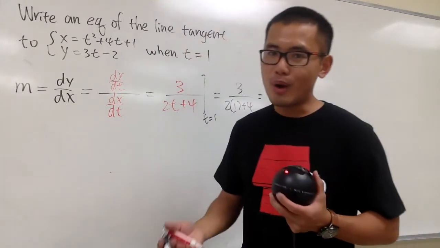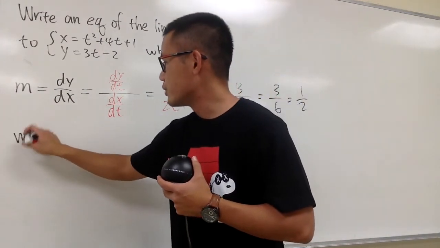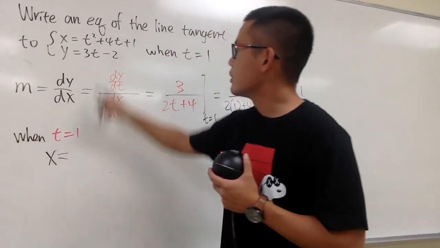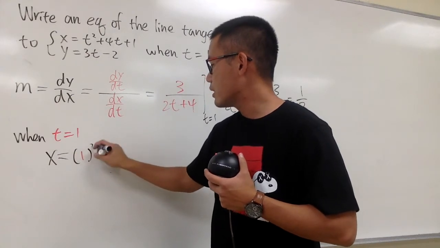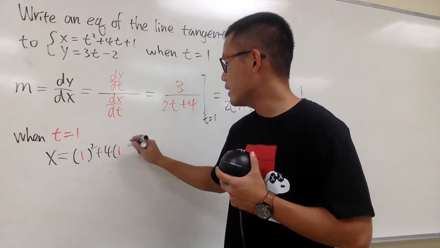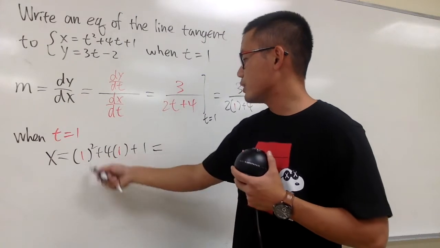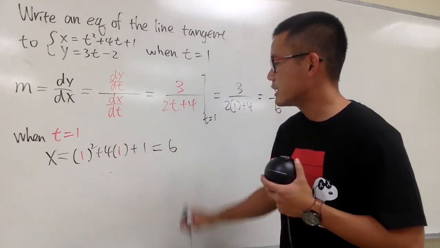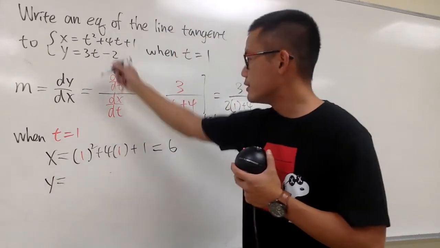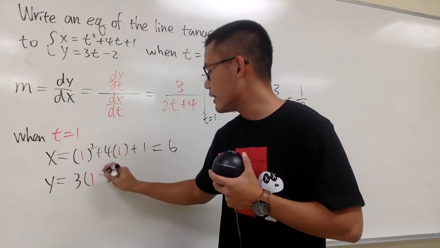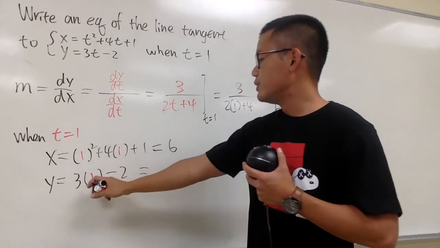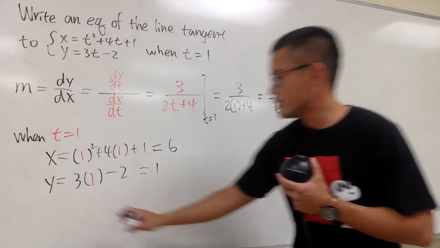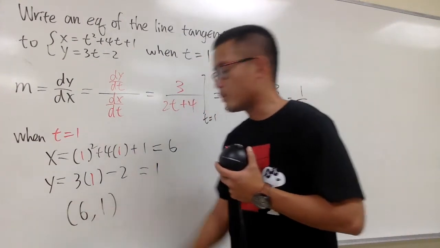Point is x comma y, right? So for x, let me just write this down. When t is equal to 1, x will be 1 squared plus 4 times 1 plus 1. 1 squared is 1, plus 4 times 1 is 4. 1 plus 4 is 5, plus another 1 is 6. And then for the y, this is going to be 3 times t, which is 1, and then minus 2. 3 times 1 is 3, minus 2 is 1. So 6 comma 1, right? So if you would like, here is the point, 6 comma 1.